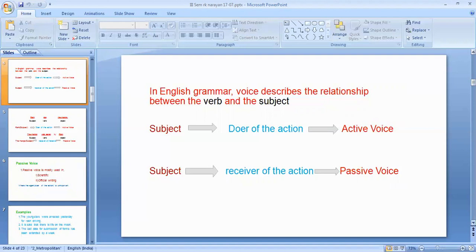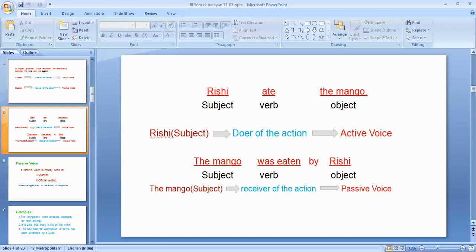For example, if the subject is the doer of the action, the subject is doing some action, then all those sentences come under the category of active voice. But if the subject is not the doer of the action, but is the receiver of the action, something is done to it, then these kinds of sentences are called passive sentences. And we will try to understand this concept more clearly by seeing an example.